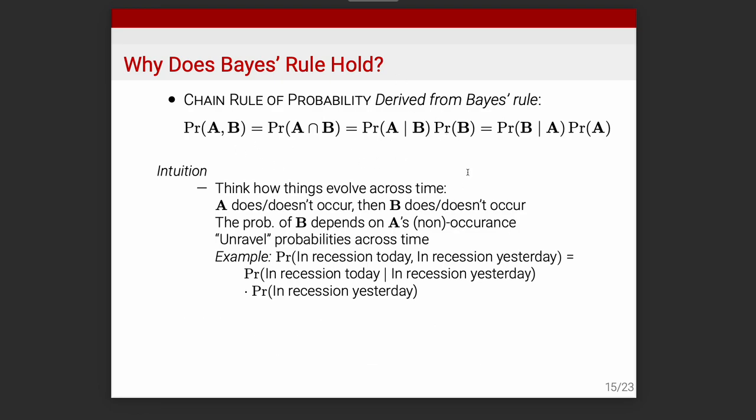You can derive this from Bayes' rule. Maybe next time we'll go through the derivation. But the basic idea is that if A or B does occur, if one thing happens, that informs you about the other thing that's going to happen. And then if you reweight the thing that happened by its probability, you get a distribution over the joint between the two things.